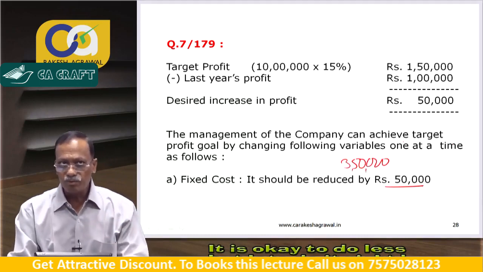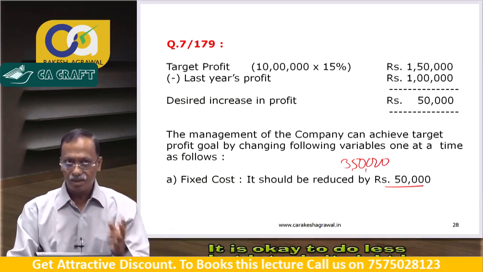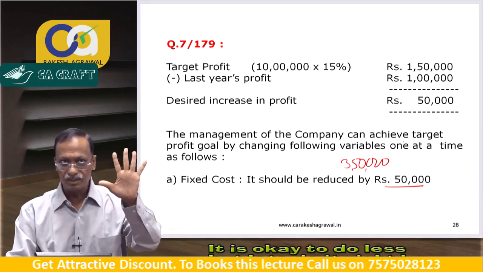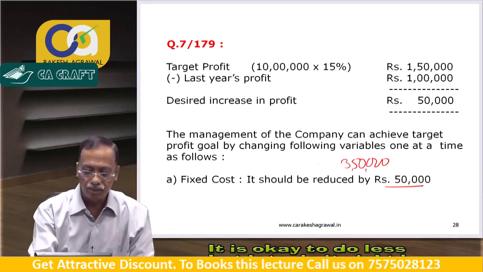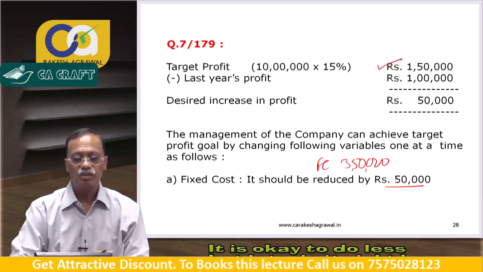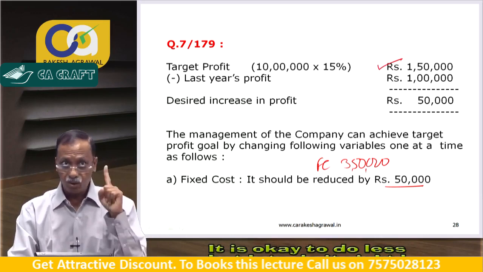Can I achieve the target profit goal then? How? Your contribution per unit is 10 rupees. Number of units sold are 50,000. 50,000 into 10, 5 lakh is the contribution. 5 lakh contribution minus fixed cost 3,50,000. This is how your target profit goal will be achieved. So you can verify yourself, but make only one change at a time.